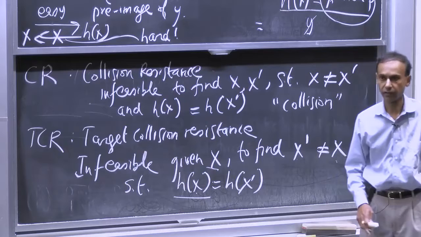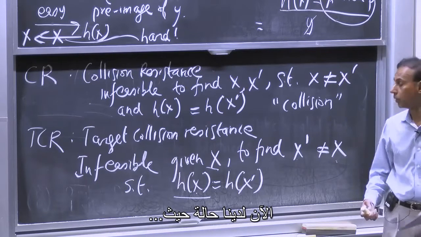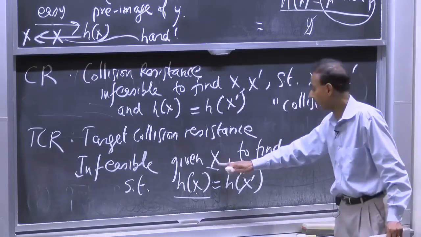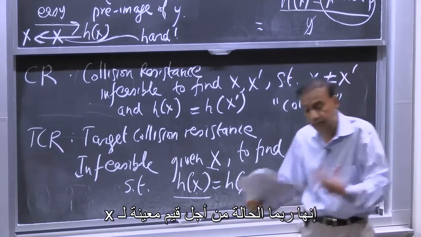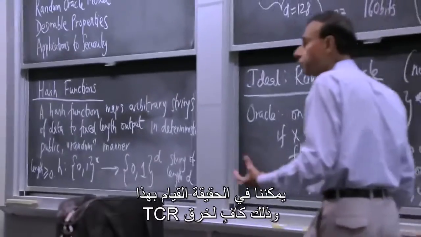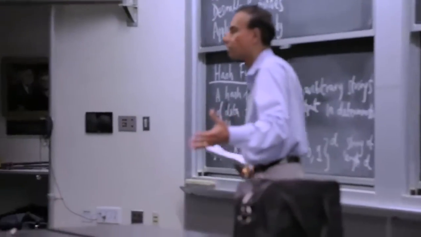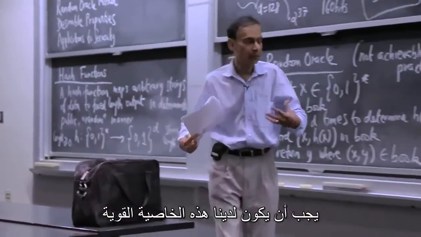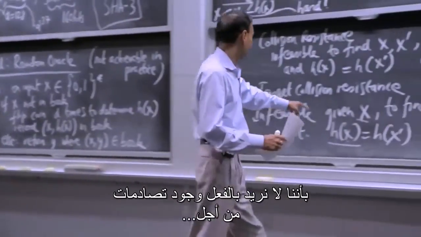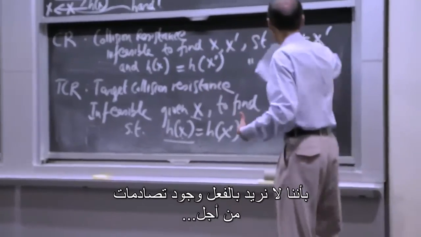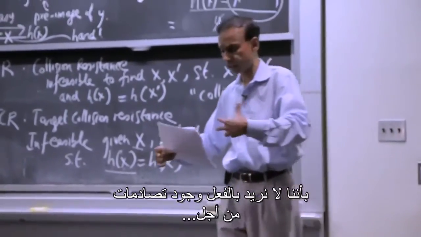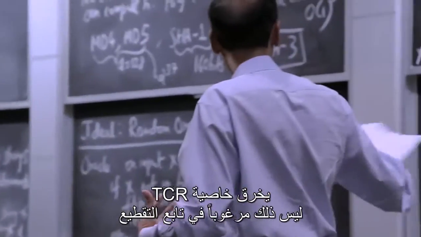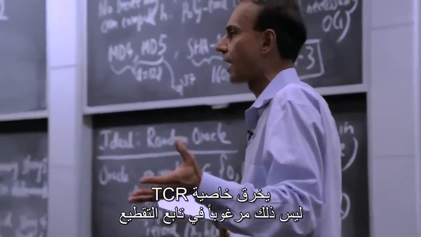Okay? Now, you have situations where it may be the case that for particular X's, you can actually do this, and that's enough to break TCR. Okay? So you have to have this strong property that you really don't want to find collisions, or for some, even if there's a constant fraction of X's that break the TCR property, you don't like your hash function.